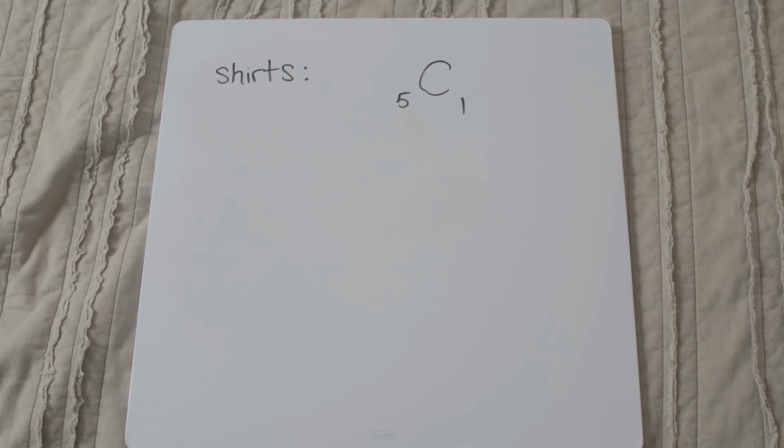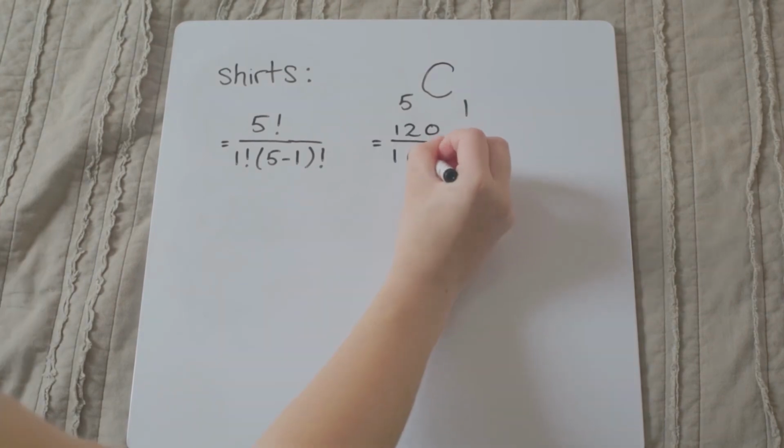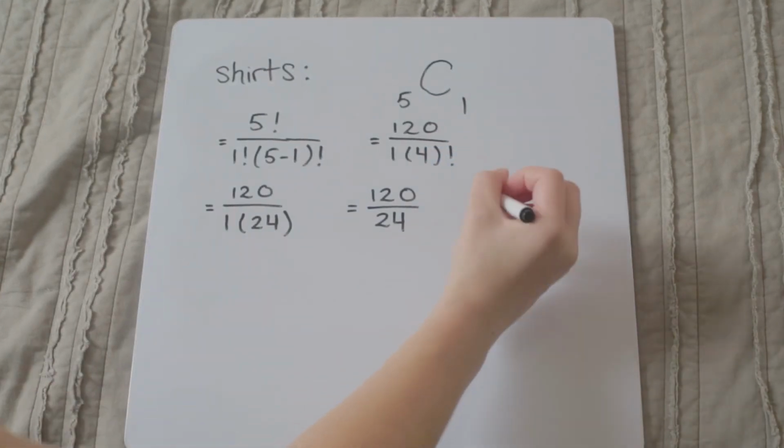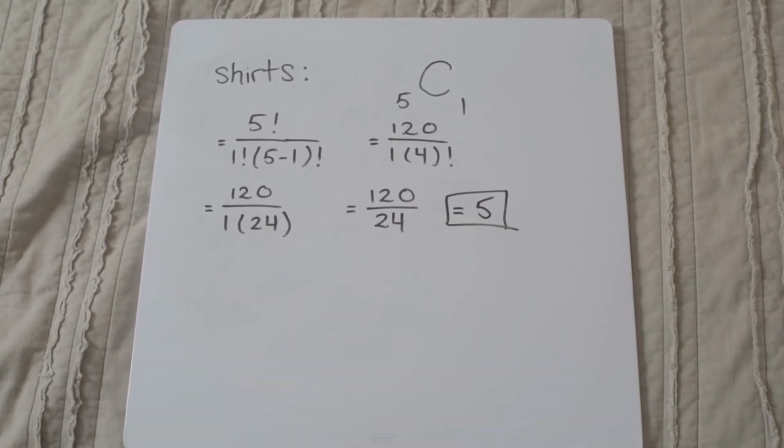And lastly, let's do the shirts by hand. So Pierre has 5 shirts and he needs to pack 1 for his trip. So we write this as 5 choose 1. And plugging this into our formula, we get 5 factorial divided by 1 factorial times (5 minus 1) factorial. So calculating this out, we get 120 divided by 24 for a final answer of 5. So the total combinations of shirts that Pierre can make is 5.